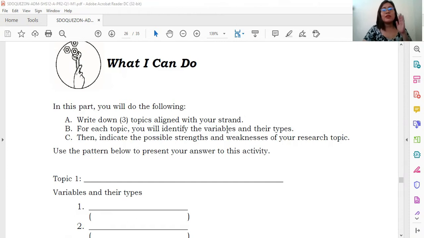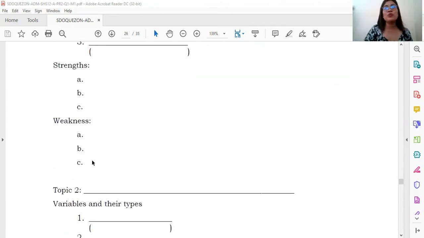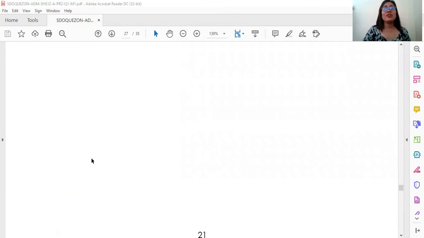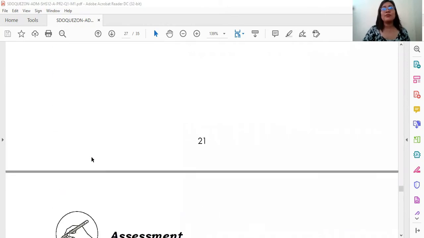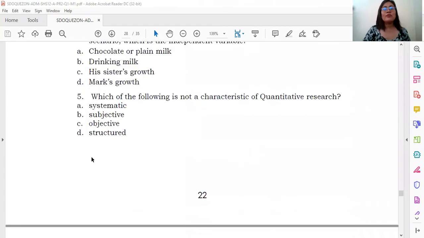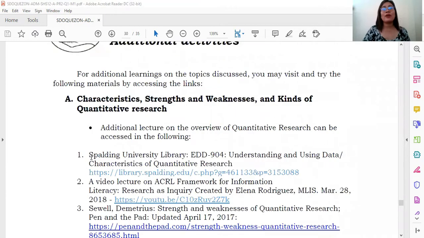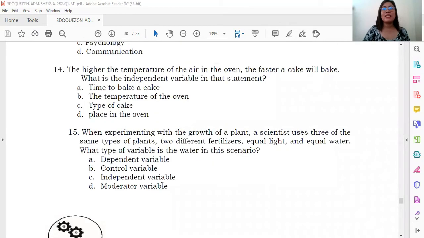So remember, the topics that you'll have to write in there are only the topics that are aligned in your strand. If not, then you'll have to disregard it and think of other topics that you can do for your strand or within your strand. After you're done answering what I can do in page 21, you'll have to move on to assessment in pages 22 to 24. So those are 15 items, and there's an allotted space for that for you to answer in your answer sheet.